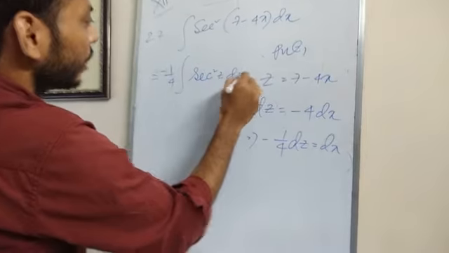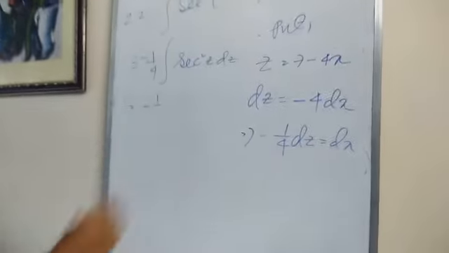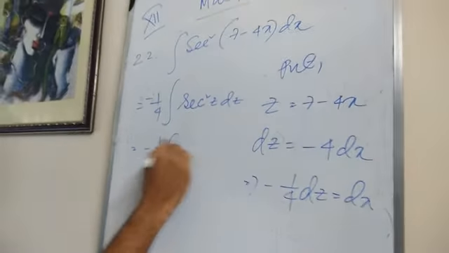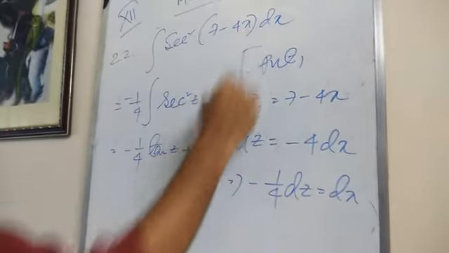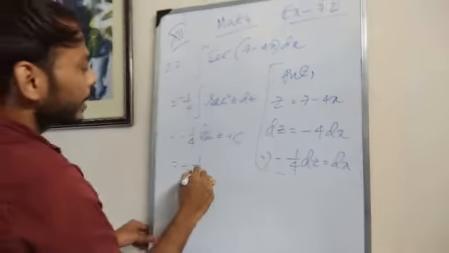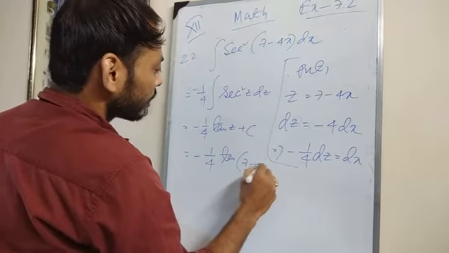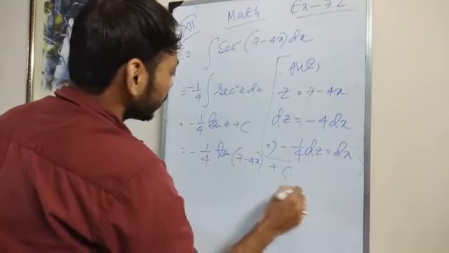So after doing the integration it will give you minus 1 by 4 tan z plus c. Now just put the value of z, it will be minus 1 by 4 tan of (7 minus 4x) plus c. That's it, question number 22.